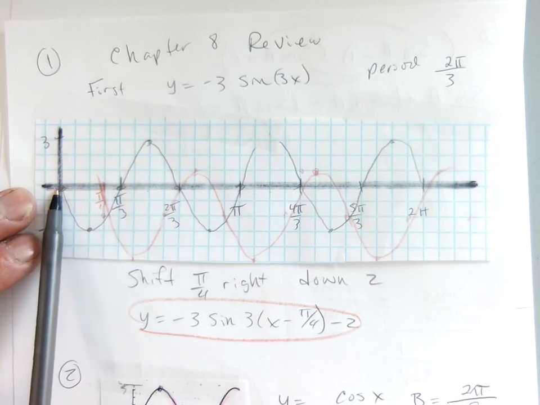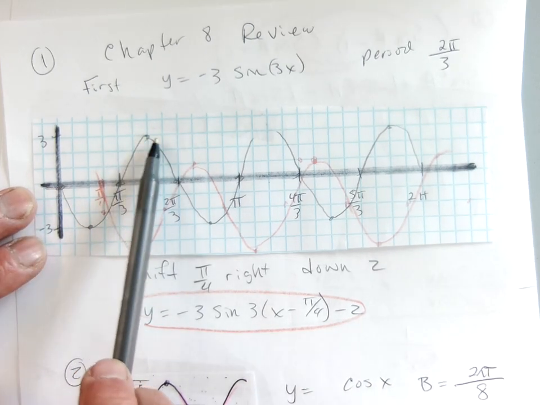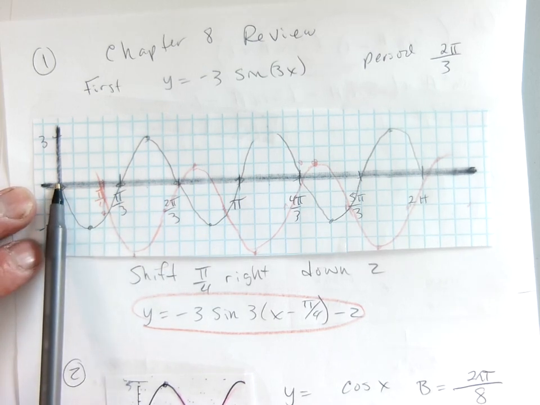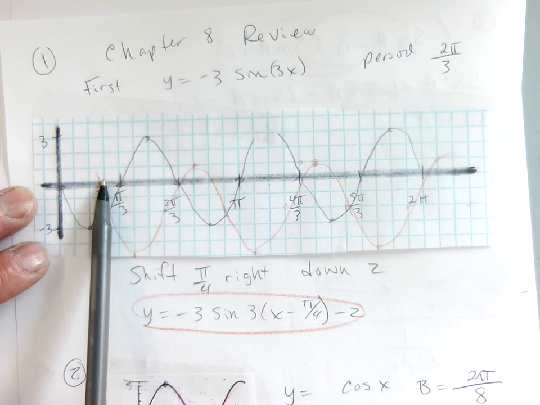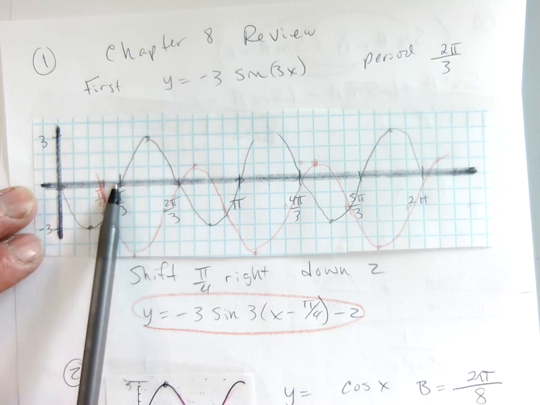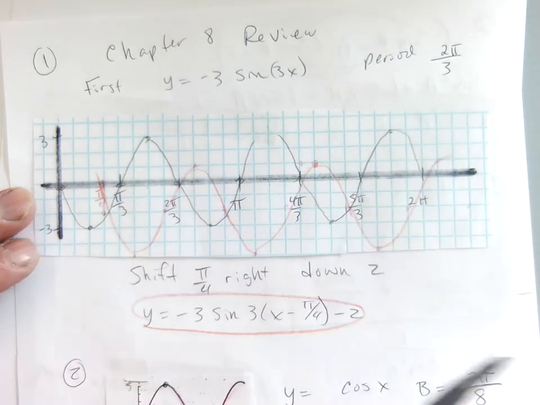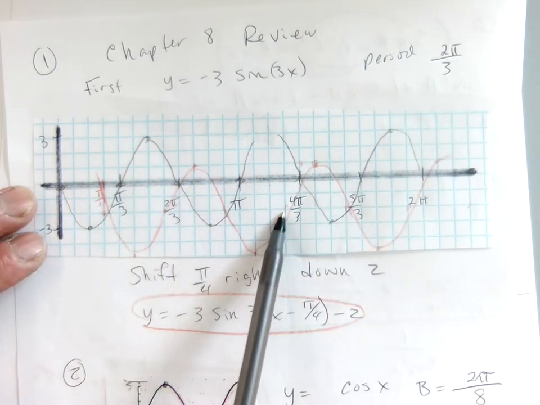So I took every point that I consider important points, max, mins, and zeros, and I moved every point over 3 squares, which is π/4, and down 2. So every one of these points has been moved or shifted over π/4 and down 2, and then I just traced in the curve.